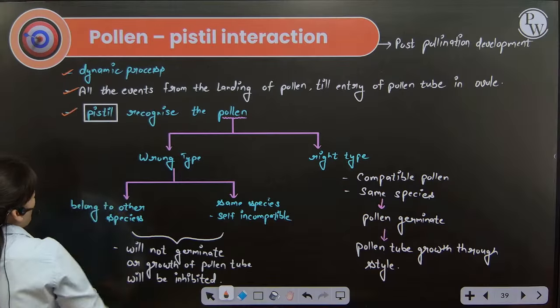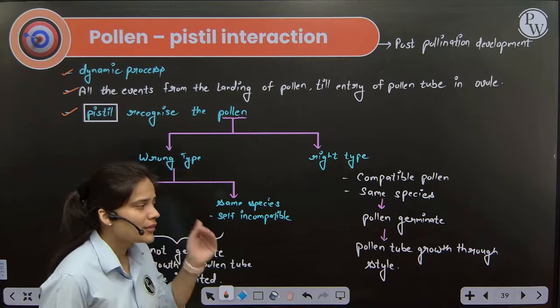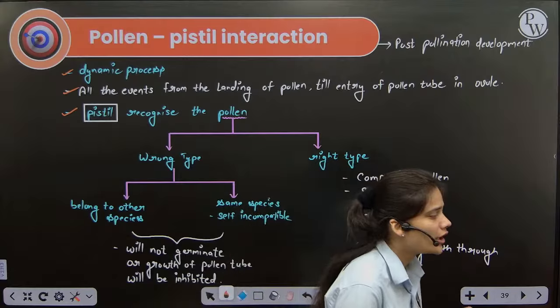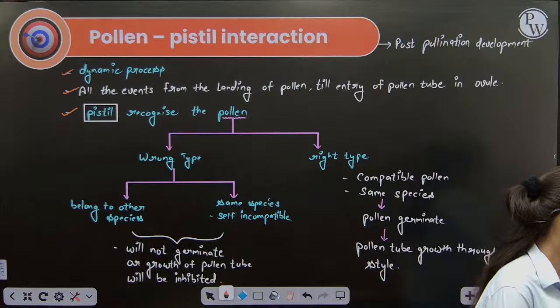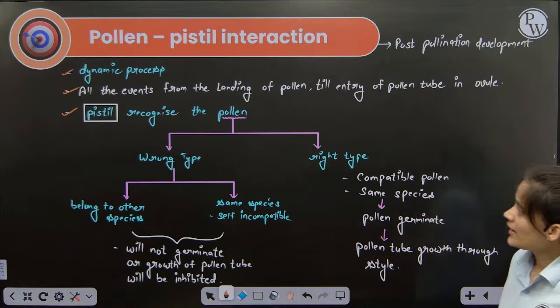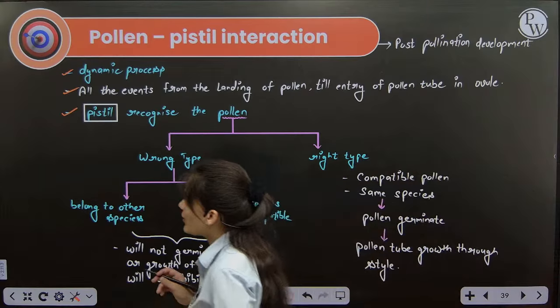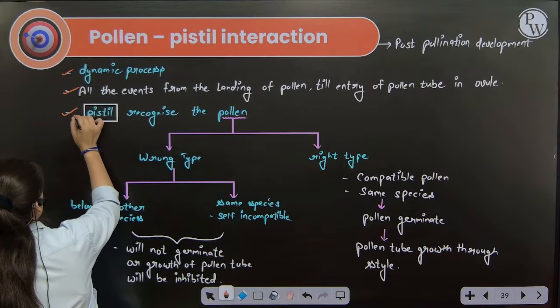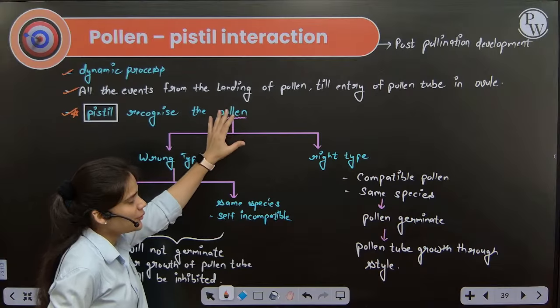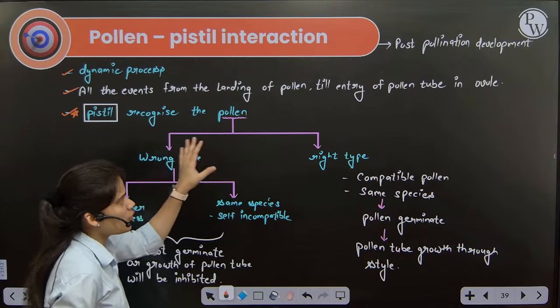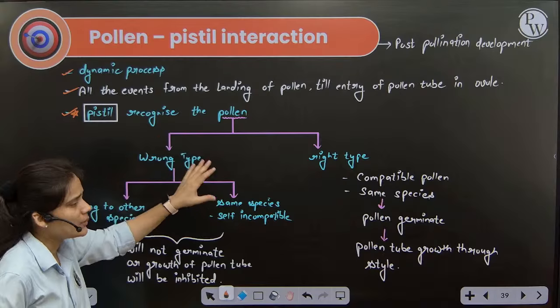So which part of the female recognizes that pollen? Is it stigma, style, ovary or what? The pistil recognizes the pollen. Mark this, it is also very important. The pistil recognizes the pollen. This pollen can be of the right type or the wrong type. We will see what is right type and wrong type.